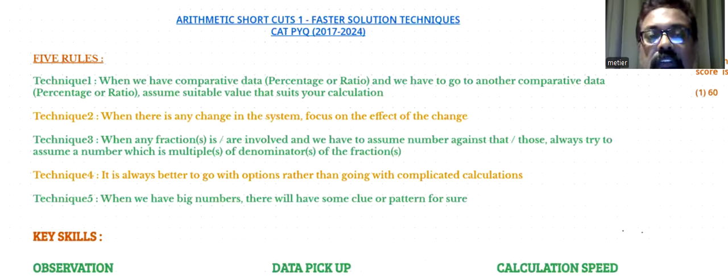Now, first we will go with 5 basic rules that will help you solve problems in the shortest possible way. Smart techniques will be there. First technique: when we have comparative data, meaning percentage and ratio. Percentage and ratio are comparative data.